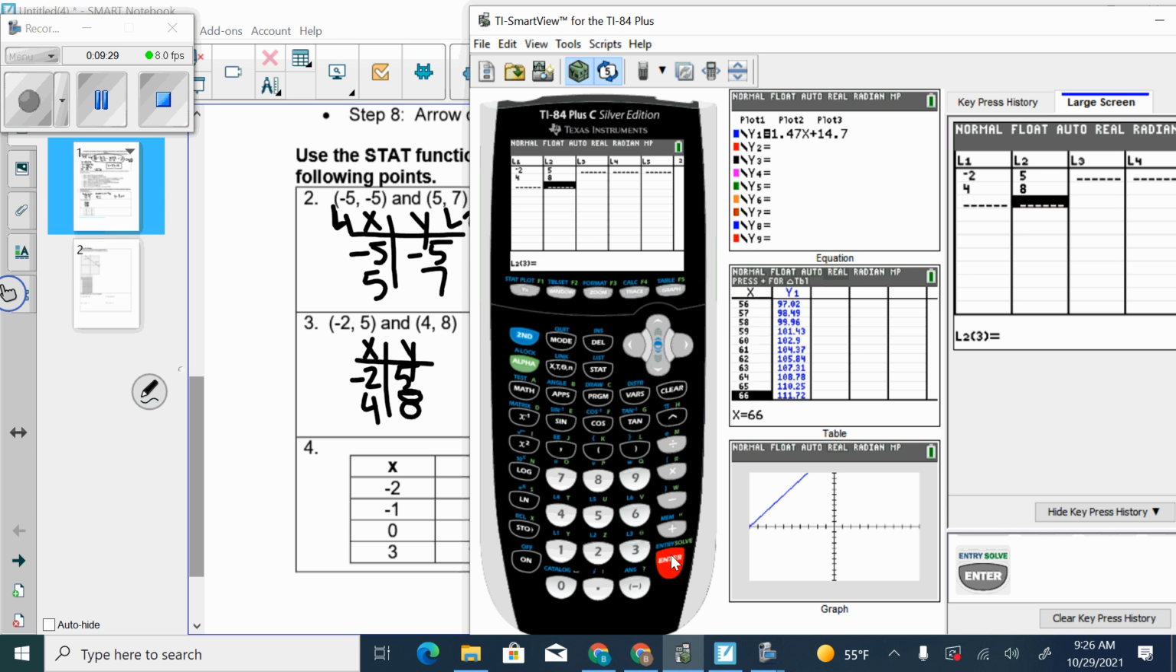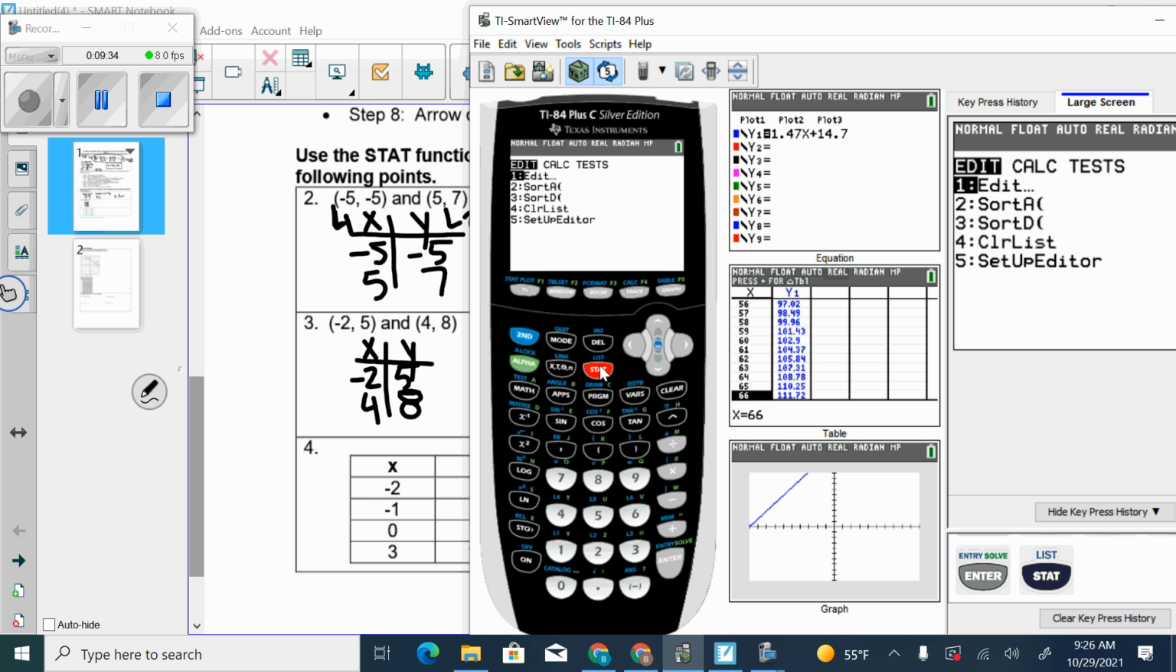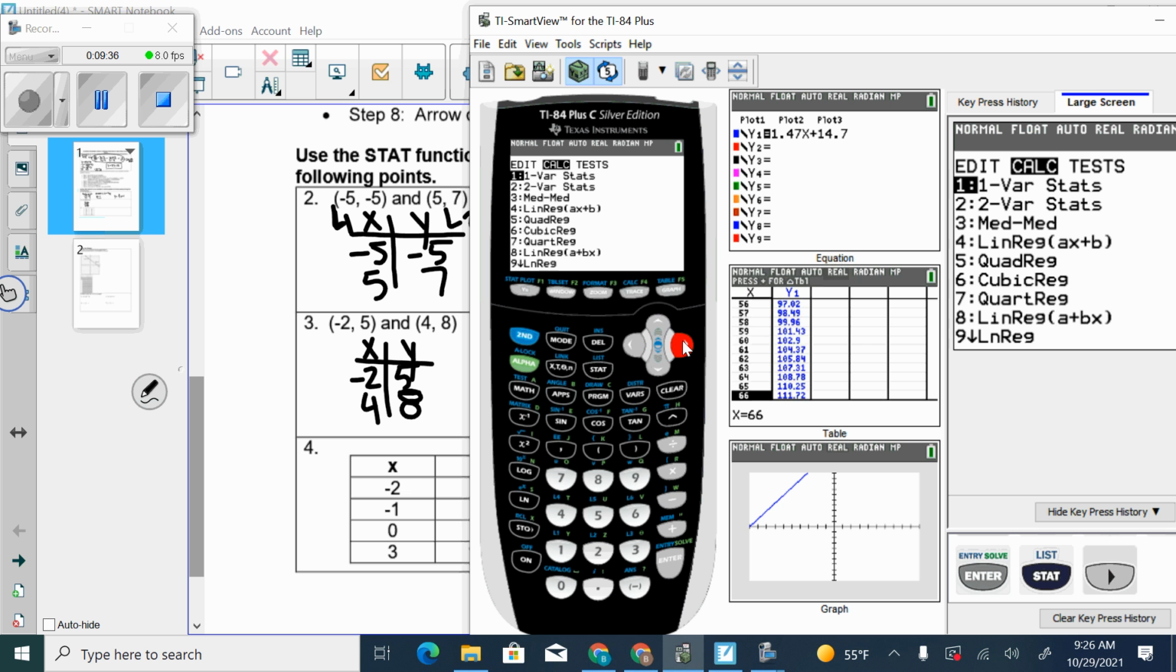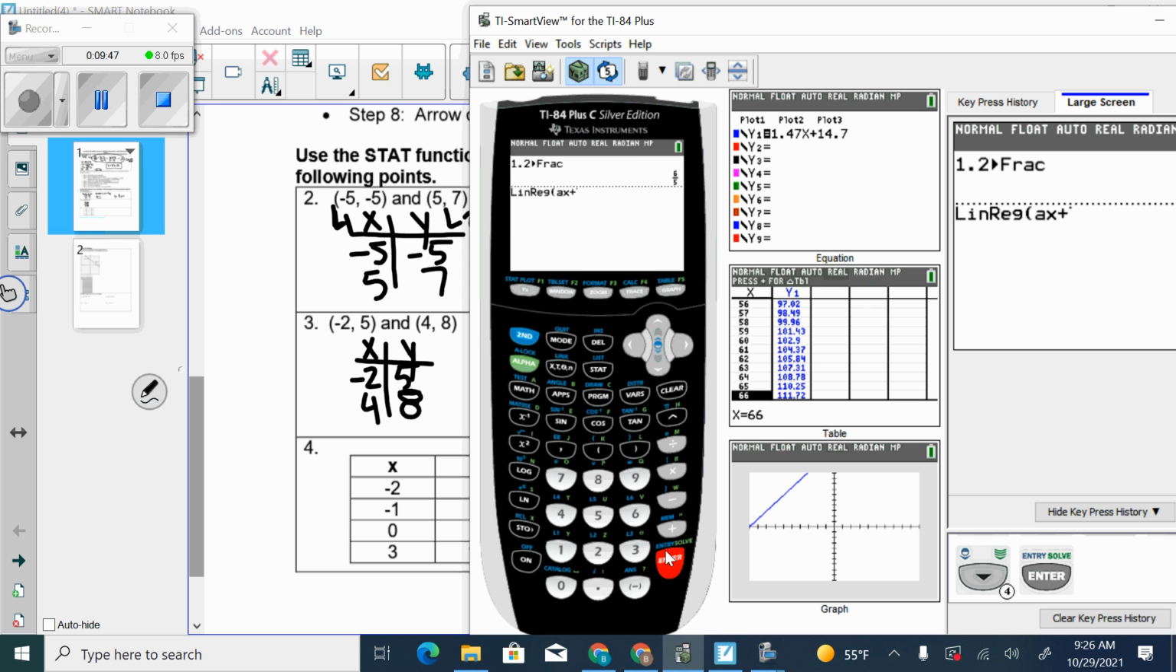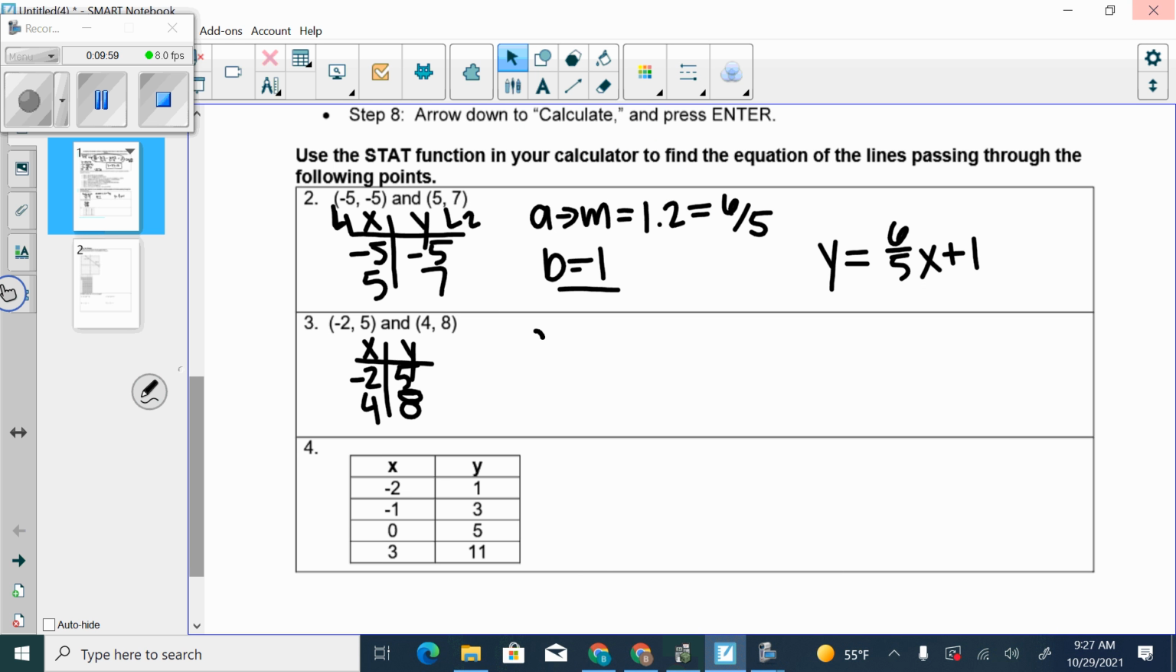Once we have everything in our lists, we then press Stat again. This time go over to Calc and go down to number 4 and choose number 4, linear regression. Go down to where it says calculate and press enter. All right, so we got that our a or our m is 0.5 and our b is 6.